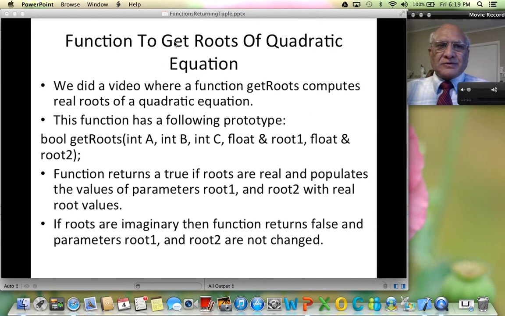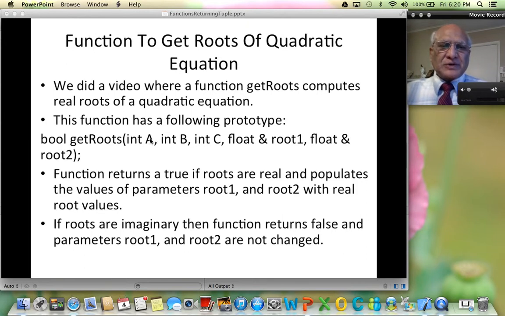We did a function to get roots of a quadratic equation some time ago, and this function computes real roots of the quadratic equation. The function we did doesn't compute the imaginary roots. It had this kind of prototype. Bool is the return type, getRoots is the function name. It takes three coefficients of the quadratic equation, a, b, and c.